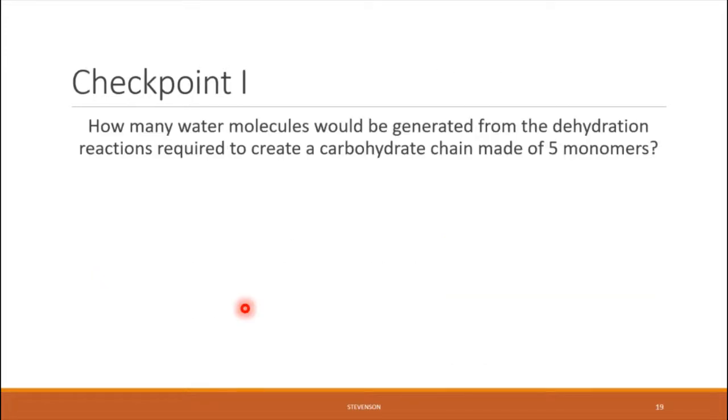This brings us to our first checkpoint of the lecture, where I want you to tell me how many water molecules would be generated from the dehydration reactions required to create a carbohydrate chain made of 5 monosaccharides. Now, it may be helpful to draw this out, just very roughly sketch it without any level of detail, to see how many new bonds and how many chemical reactions would need to happen to link 5 monomers together. And I'll give you a hint. It is not 5 water molecules.